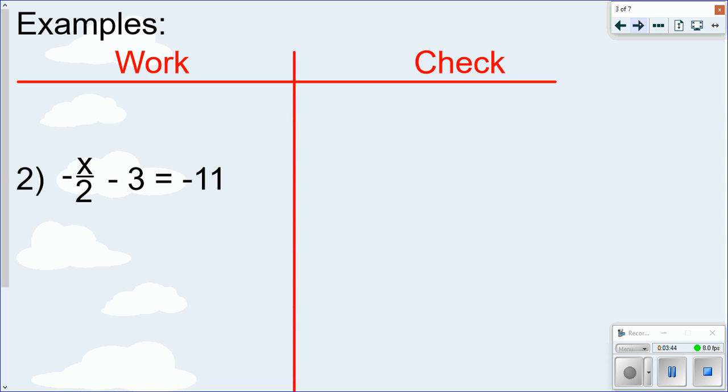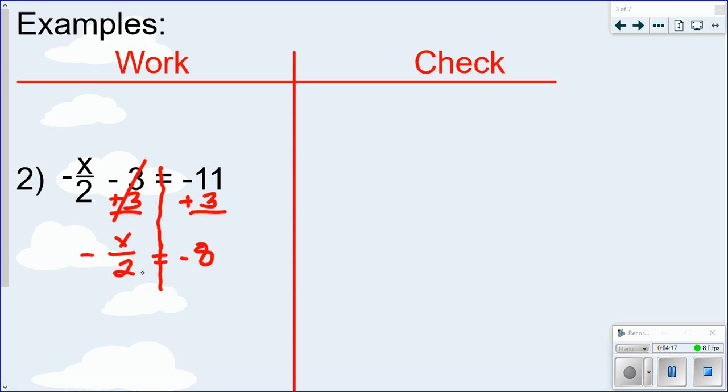Let's look at another one. Remember, at any point you can pause this, you can back it up and watch something again. So variables on the left side again. I'm trying to get rid of this 2 and this -3. We're going to do the adding or subtracting first. So I'm going to get rid of the -3 first by adding 3 to both sides of the equal sign. -3 plus 3 is 0. So now I have -x divided by 2 equals -11 plus 3 is -8.